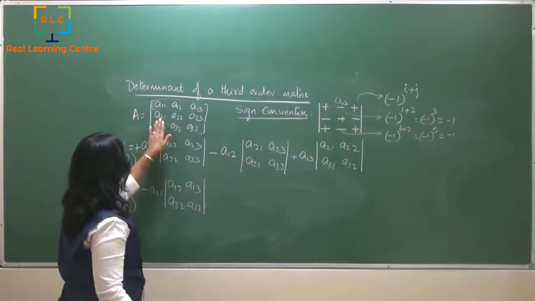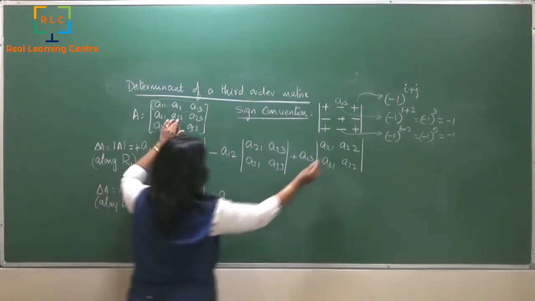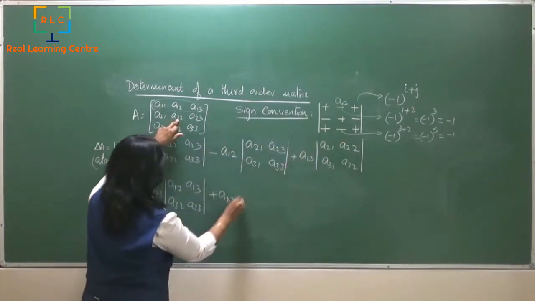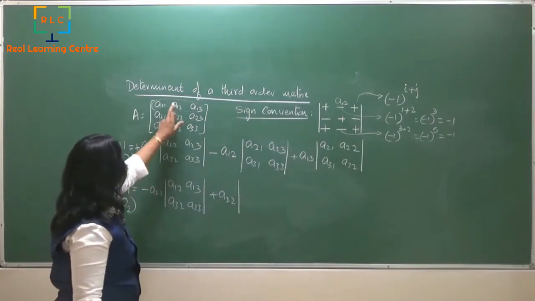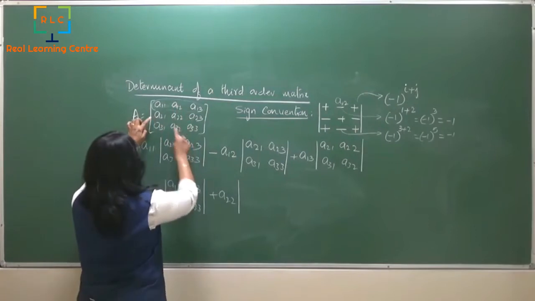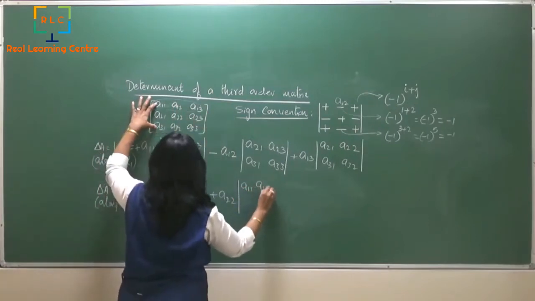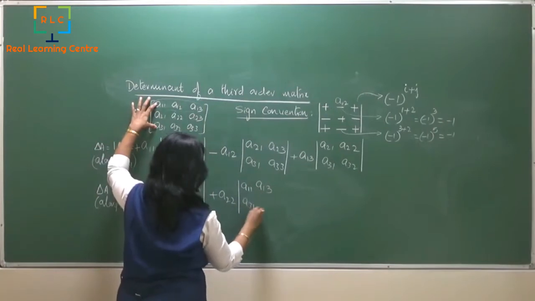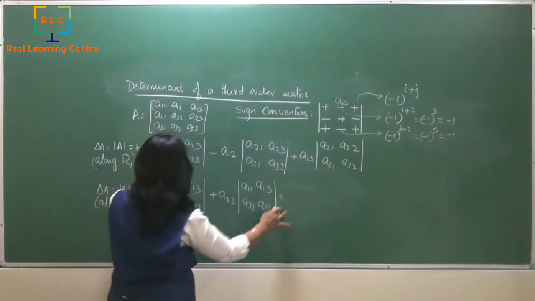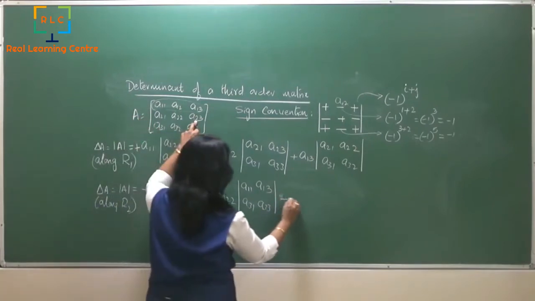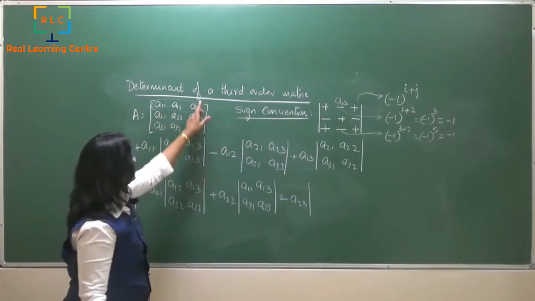Further, I will move to the next element of R2, that is A22, that will have plus sign. So A22, and wherever A22, second row, second column, I will delete and take out the rest determinant. So this will be the determinant of these 4 elements, that is A11, A13, A31, A33. I will move on to the next element, and that will have the negative sign. This place will have negative sign, minus A23 into deleting second row and third column.